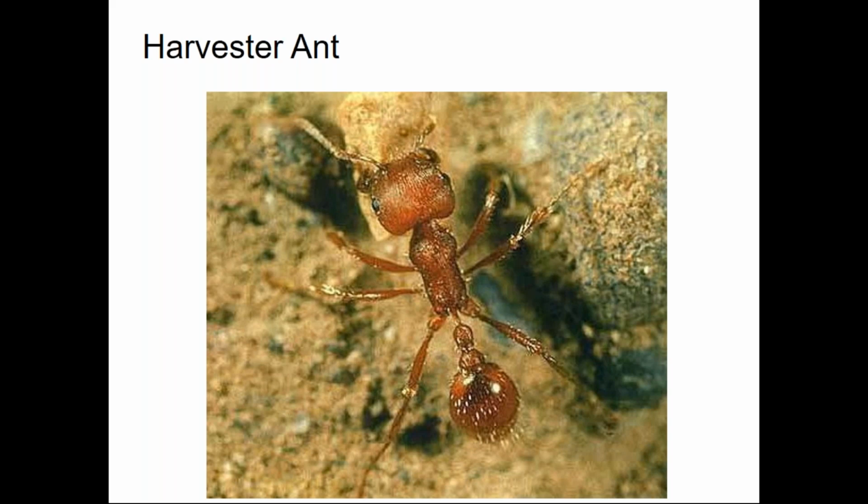So they're busy harvesting during the day. There's different genera of these harvester ants. Some of them are all black, some of them are all red like this one, and some of them are black and red. So there's quite a variety of different kinds of harvester ants. Most of them are in 2 different genera.